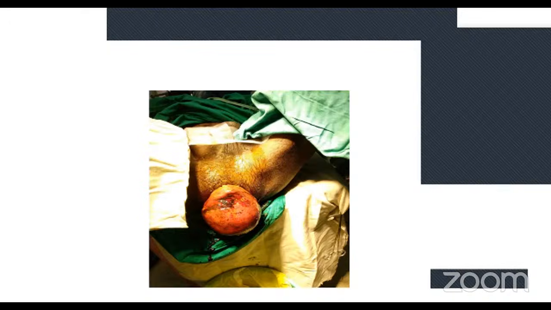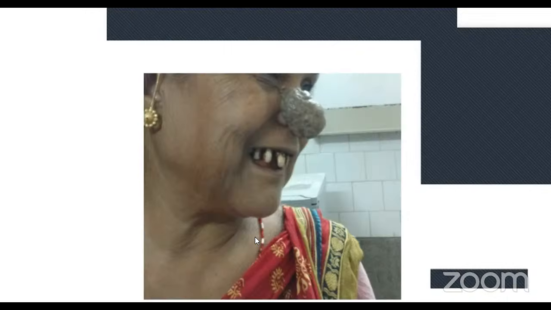See, friction ulcer was also seen over the, because of long standing. It was outside only. Okay, decubitus ulcer is there. Very good.